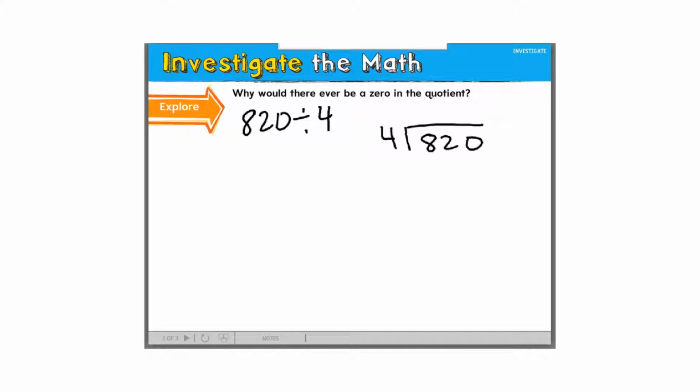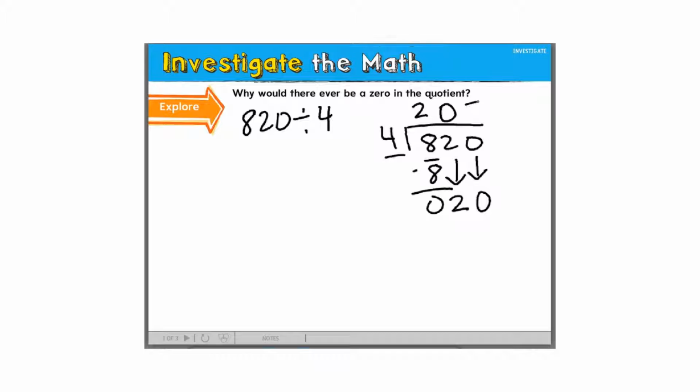Here's what I do. 4 goes into 8 twice. 2 times 4 is 8. Subtract. Bring down. Now 4 does not fit into 2. So because 4 doesn't fit into 2, I need to have a 0 up here. Then I can bring down the next digit. And 4 goes into 20 5 times. 5 times 4 is 20, so you get no remainder. So my answer is 205. And I've also double checked that I have 1 digit above every number that I'm dividing into.